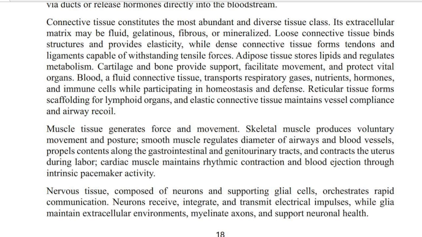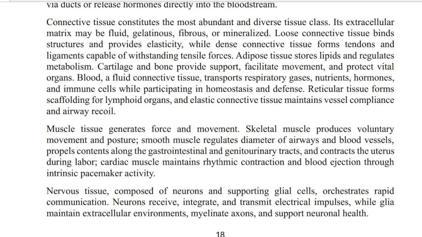Loose connective tissue binds structures and provides elasticity, while dense connective tissue forms tendons and ligaments capable of withstanding tensile forces. Adipose tissue stores lipids and regulates metabolism. Cartilage and bone provide support, facilitate movement, and protect vital organs. Blood, a fluid connective tissue, transports respiratory gases, nutrients, hormones, and immune cells while participating in homeostasis and defense. Reticular tissue forms scaffolding for lymphoid organs, and elastic connective tissue maintains vessel compliance and airway recoil.